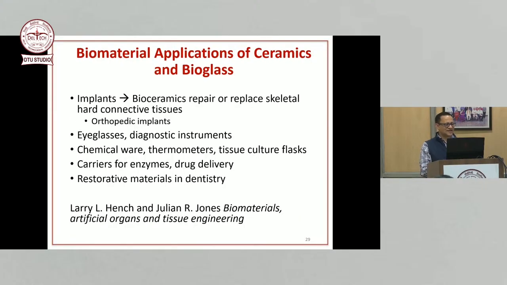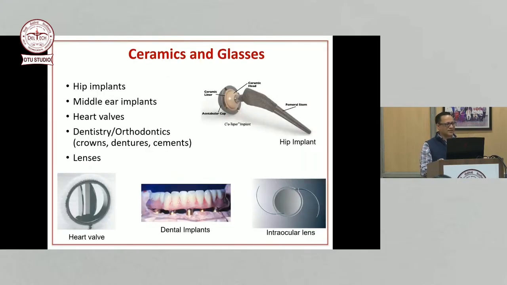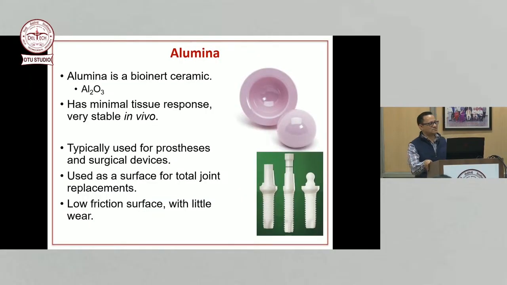So for ceramics, there are a lot of different applications. Dr. Hensch did a lot of work with bioglass type work. Ceramics and glasses are used in hip implants, mid-ear implants, heart valves, lenses. Alumina is a bioinert ceramic, has minimal tissue response, very stable in vivo, typically used for prostheses, joint replacements, low friction with little wear, right? It's a ceramic.